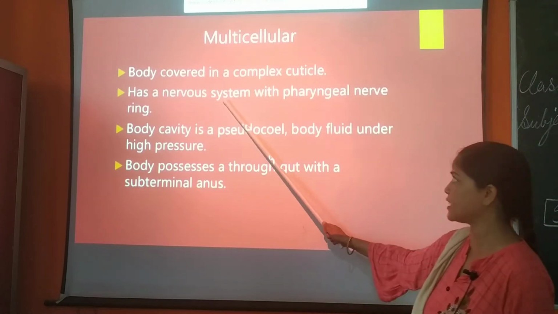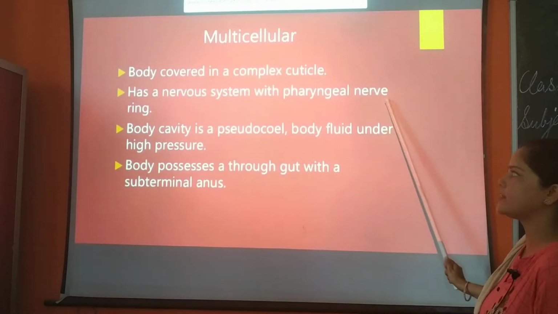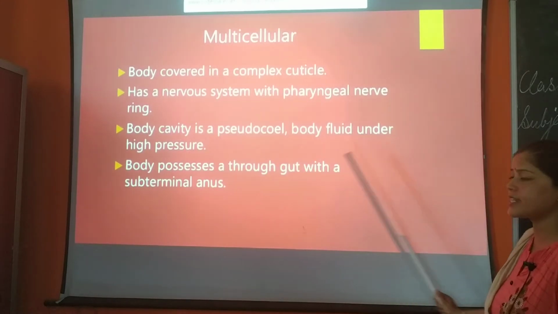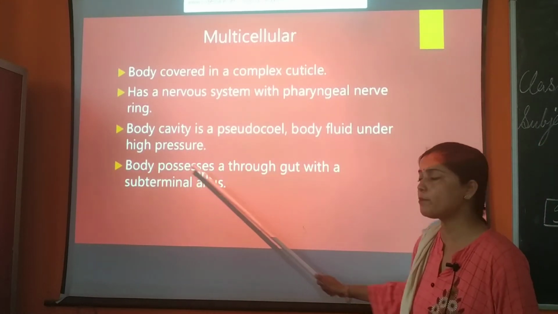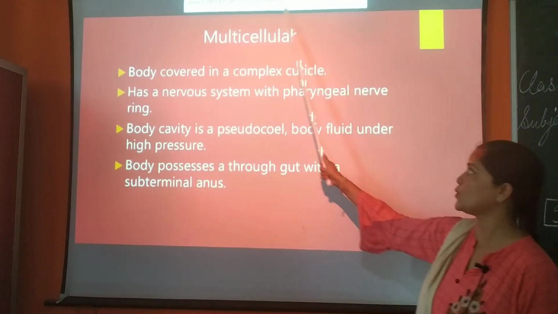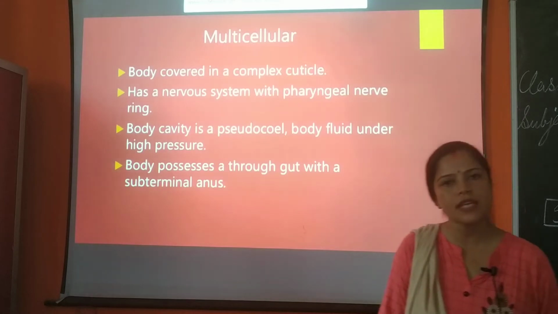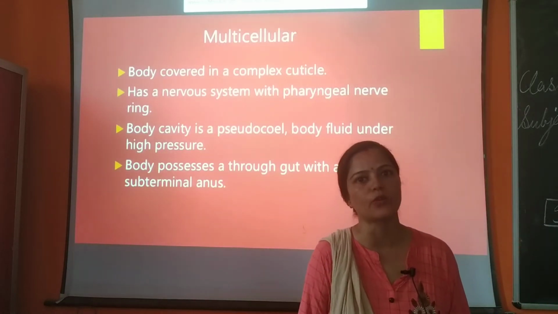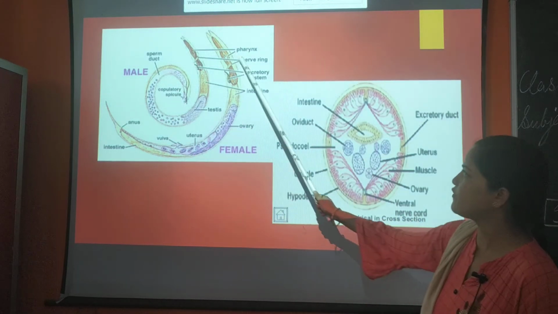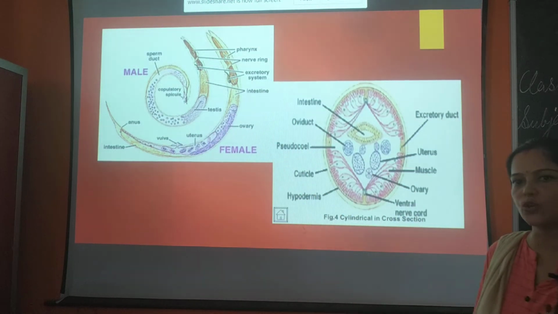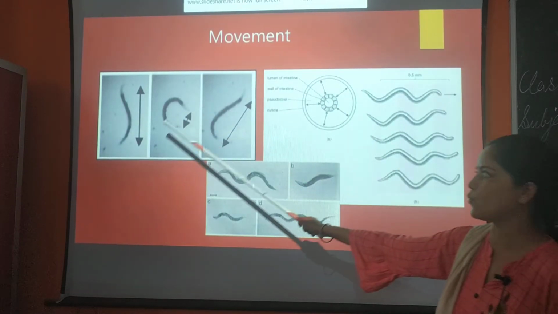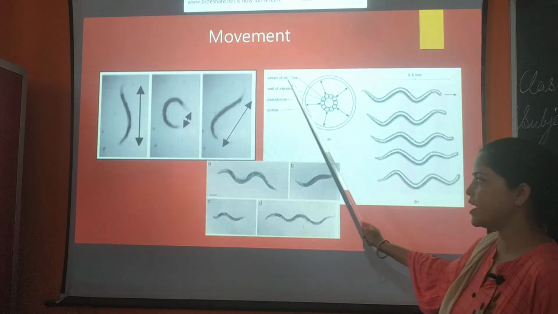They have a nervous system with a pharyngeal nerve ring. The body cavity is a pseudocoel, with body fluid under high pressure, and the body possesses a through gut with a subterminal anus. As I told you, they are multicellular, which means they are made up of more than one cell. Here is the structure of female and male nematodes. Movement: the figure is showing the movement of nematodes.